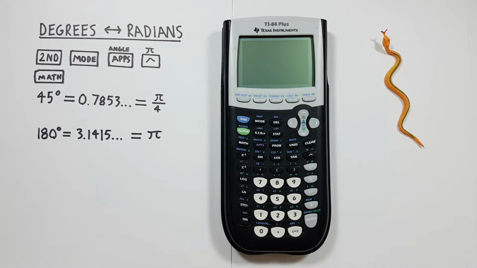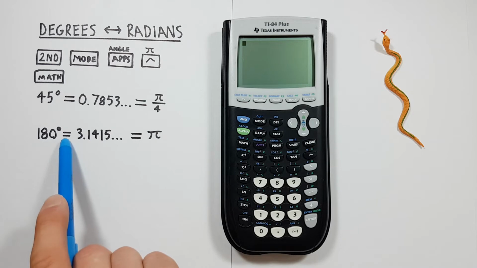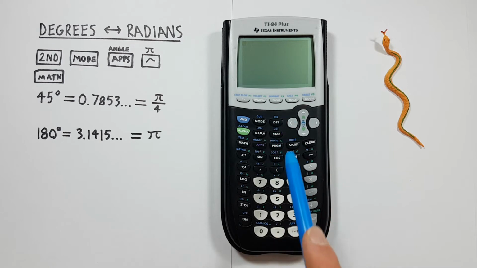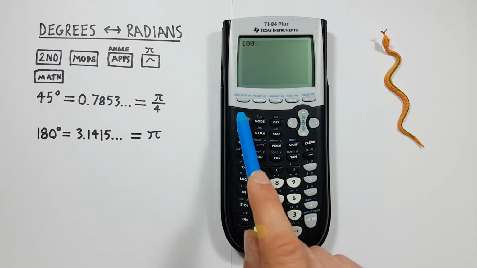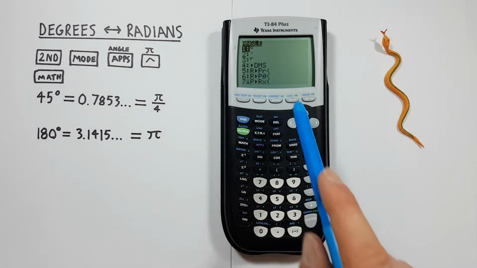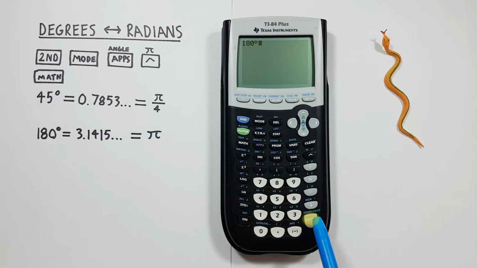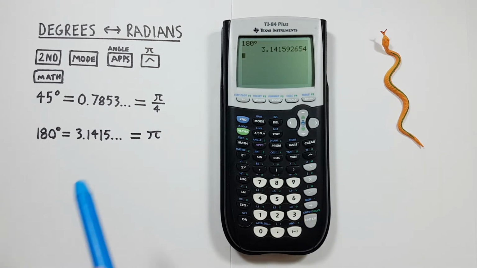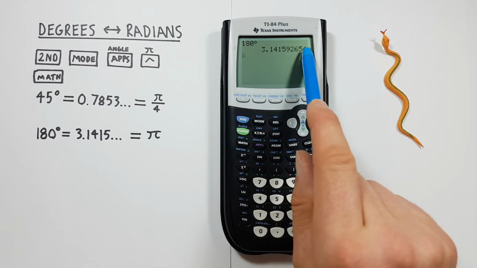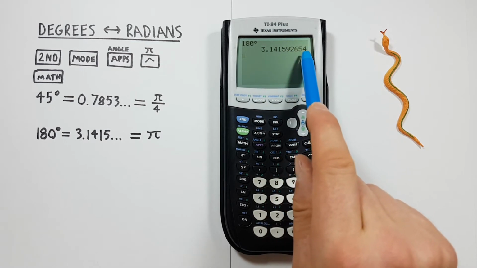Let's look at another example. What if we were given 180 degrees? Well, we're already in radians mode, so we don't need to worry about that. What we can do is enter our 180, then press the second angle key, tell our calculator these are degrees, and press enter. And we get 3.1415, etc., which should be a pretty familiar number.